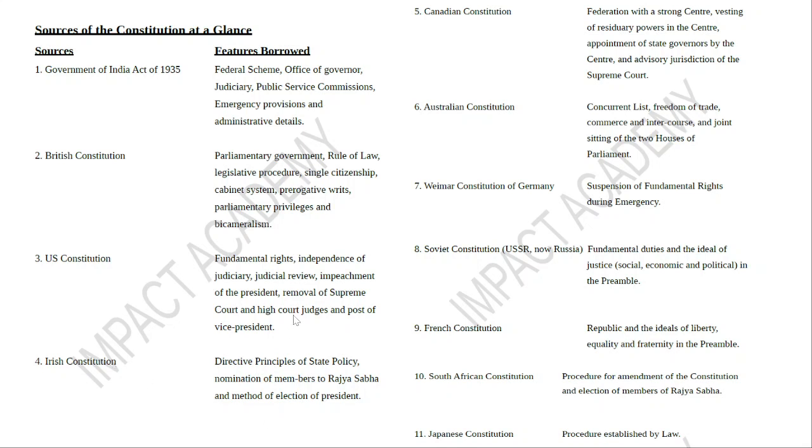Very important. Some others are from the Government of India Act: the federal scheme, Office of Governor, Public Service Commissions, Judiciary, emergency provisions, etc. From the British parliamentary government, we have taken rule of law, bicameralism, etc. Then Canada: from the Canadian constitution, we have taken federation with a strong center. So ours is a federation, but with a strong center, vesting of residuary powers in the center, the concurrent list, appointment of state governors by the center, and advisory jurisdiction of the Supreme Court.